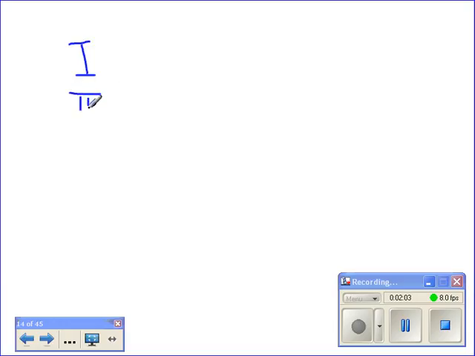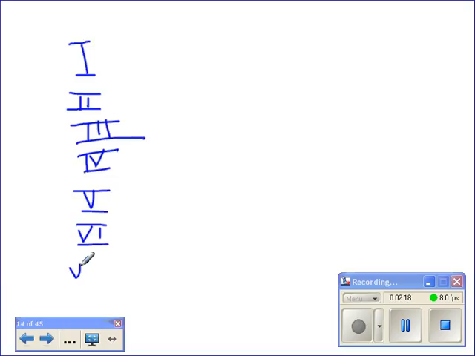Roman numeral 2 is the 2 lines. 3 is 3 lines. 4 is IV. V is 5. 6 is VI. 7 is VII. We don't generally go above this, but just so you know it, 8 is VIII, so it's 3 I's. 9 is IX, and 10 is X.